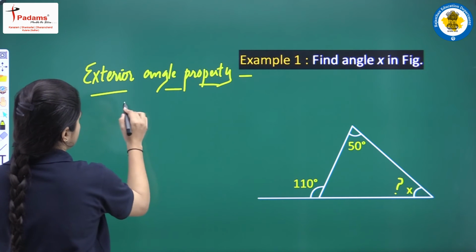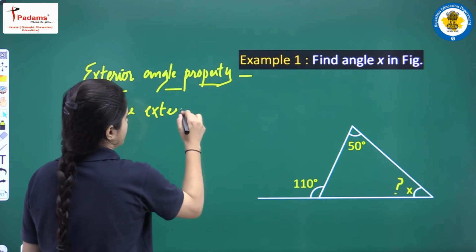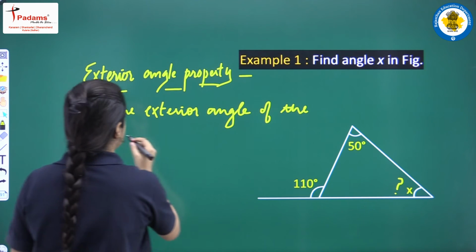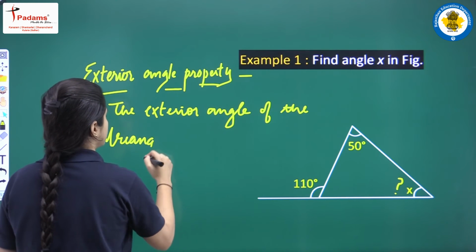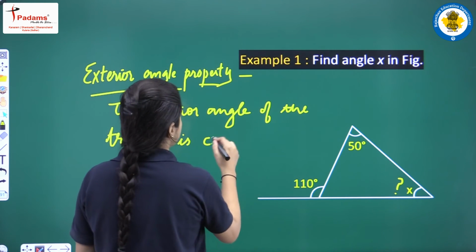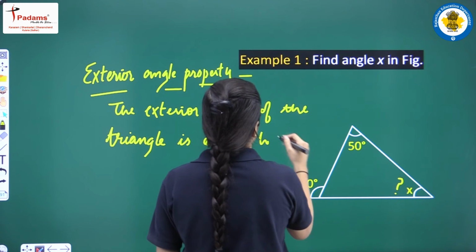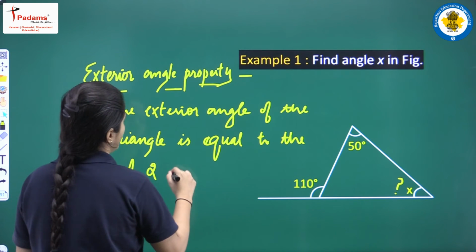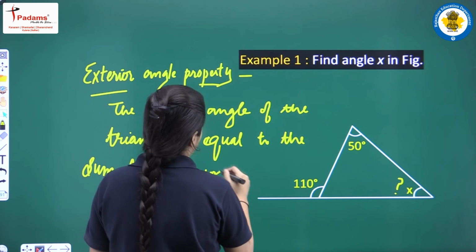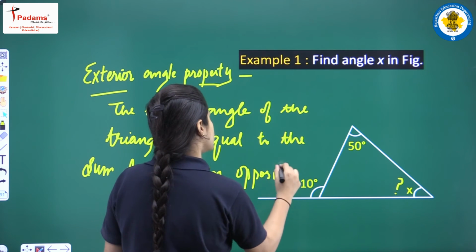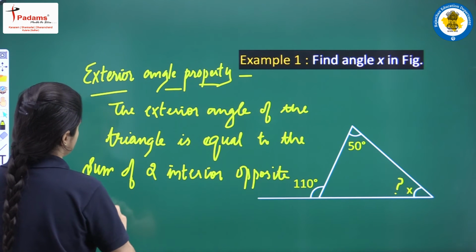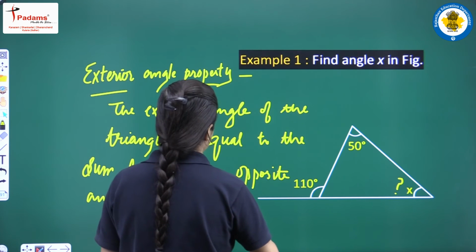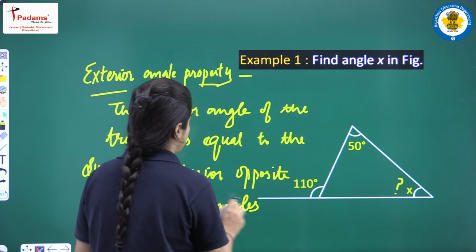That the exterior angle of the triangle is equal to the sum of two interior opposite angles of the triangle. Okay students, opposite angles of the triangle. Okay students, have a look.